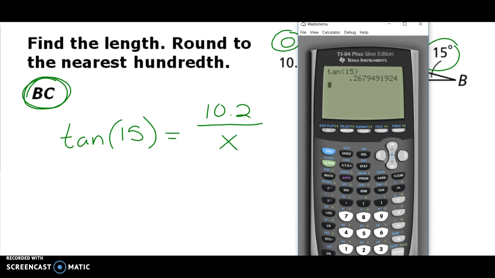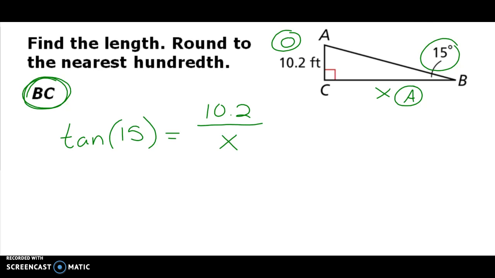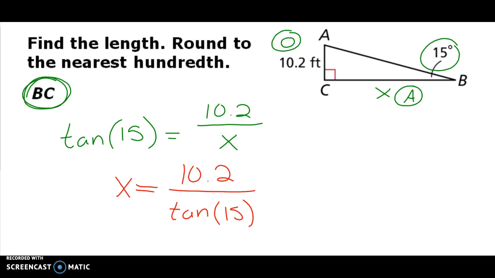So what we're going to do here, we're going to take tangent and x, and they're going to switch spots. X is going to get multiplied to the left, and tan of 15 is going to get divided underneath. So my final answer here will be x equals, so x is on the left now, right? Did 10.2 move at all? No, 10.2 stays on top, divided by tangent of 15. So the only thing that happened is x came to the left, and tan of 15 went underneath. And now can you see how x is solved by itself?